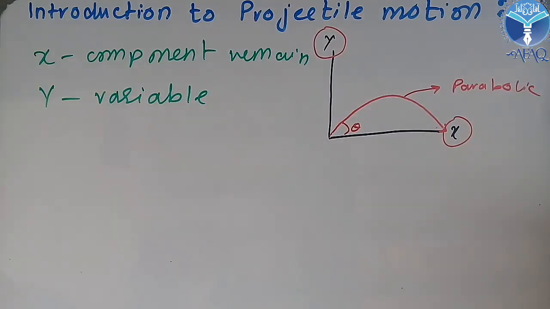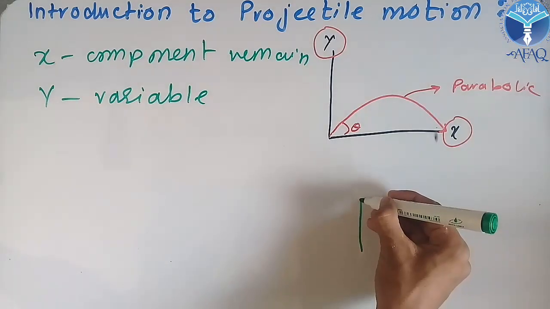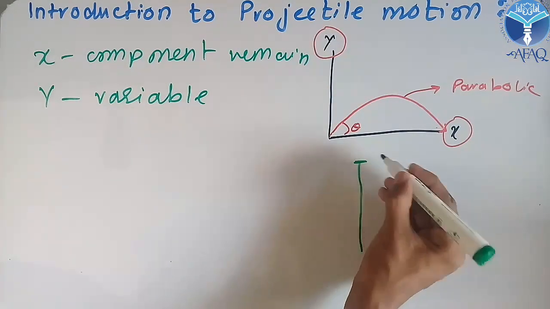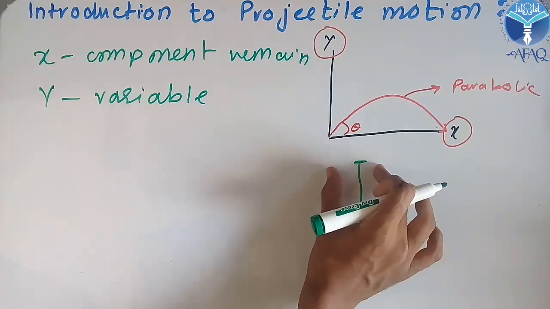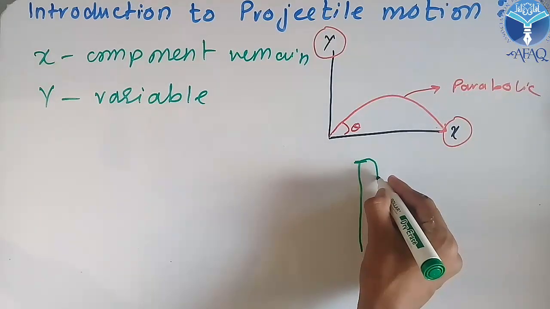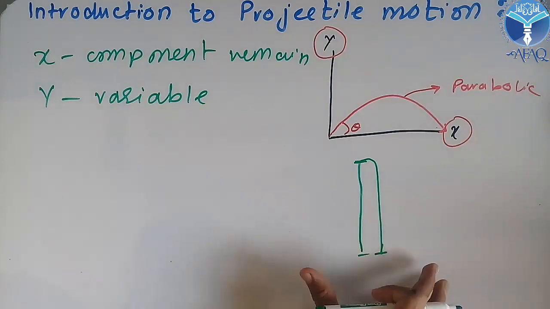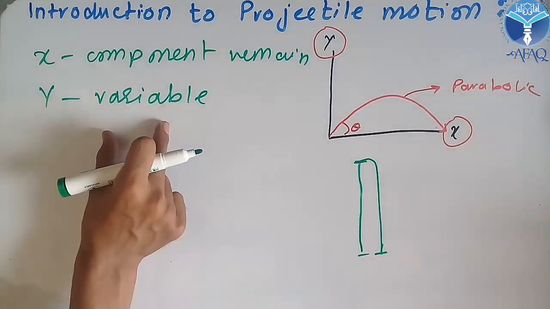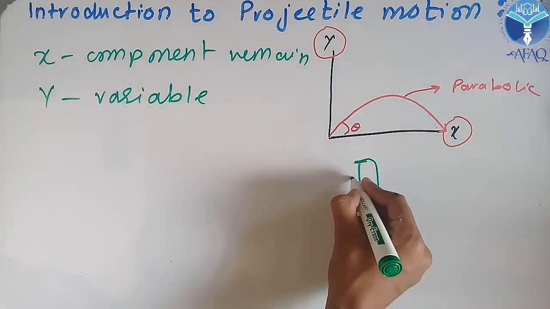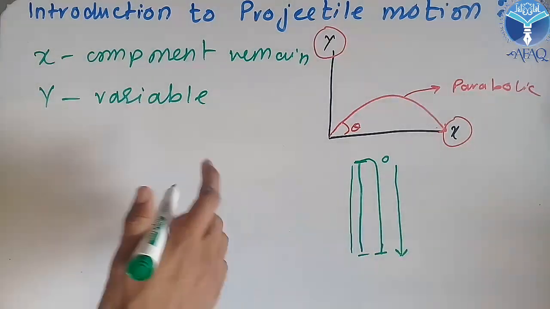For example, if I project a body this way, its initial velocity will be different. With the passage of time, its velocity will decrease, and at the summit point its velocity will be zero for a short period of time, and after that its velocity will again go on increasing. So this is the general example of projectile motion, where the y component is variable, because its velocity decreases on this side, at this point it is zero, and again it increases.